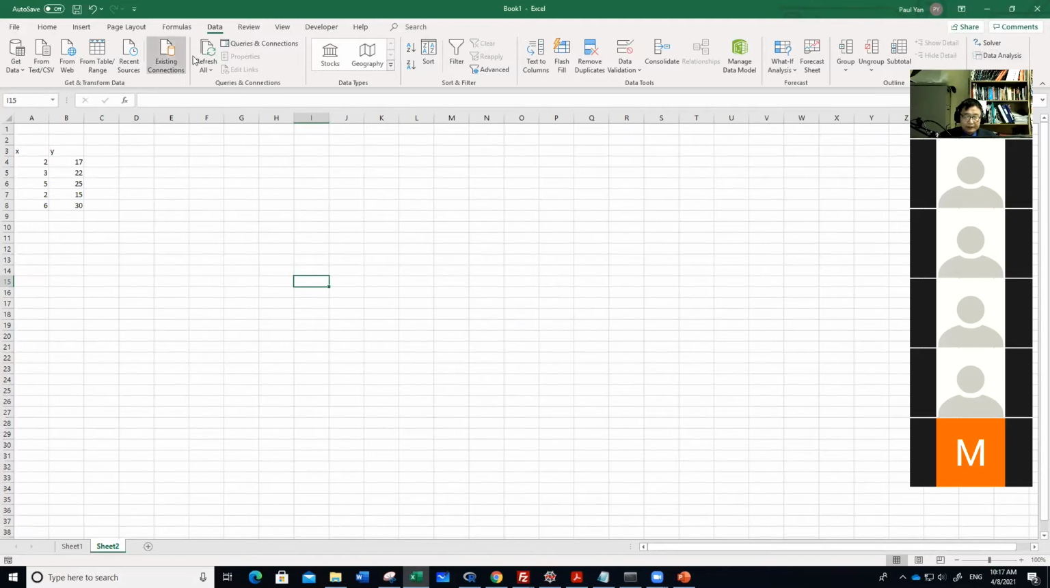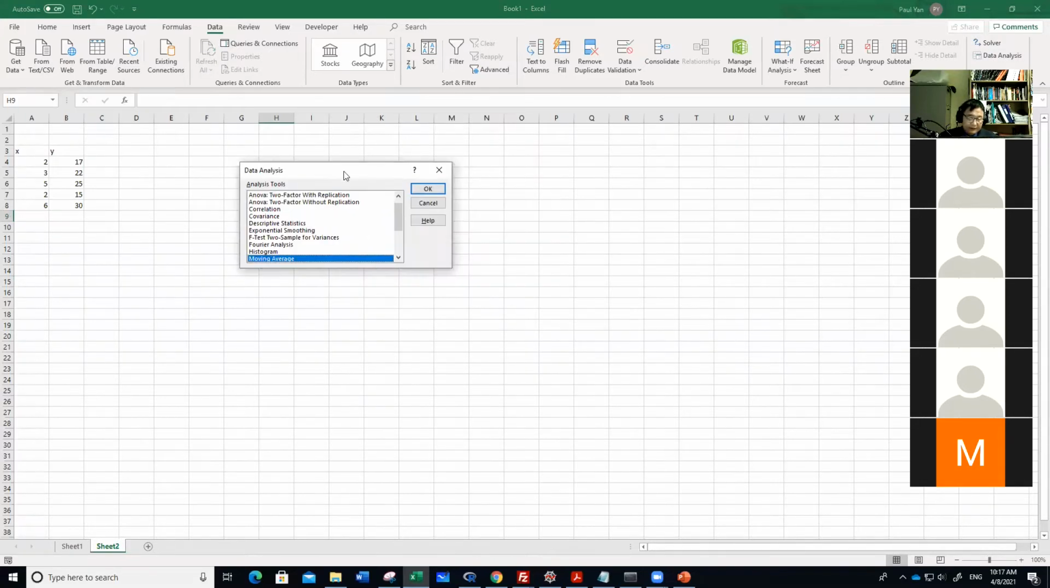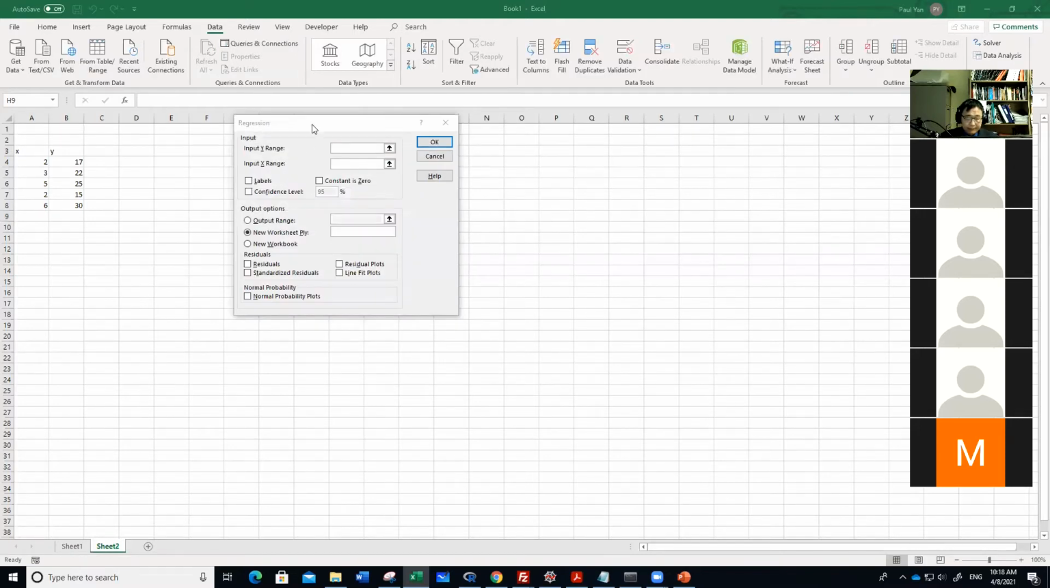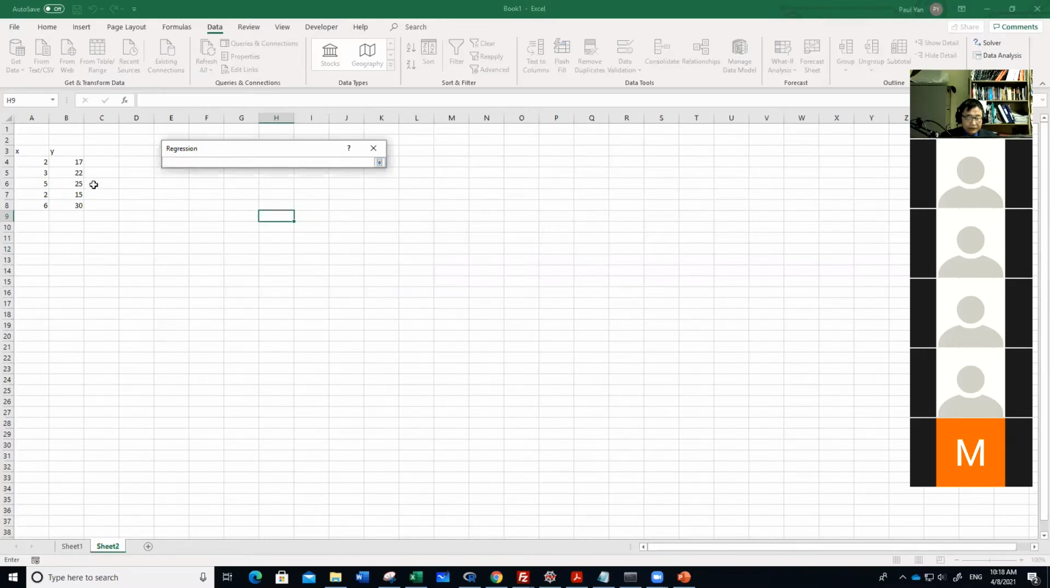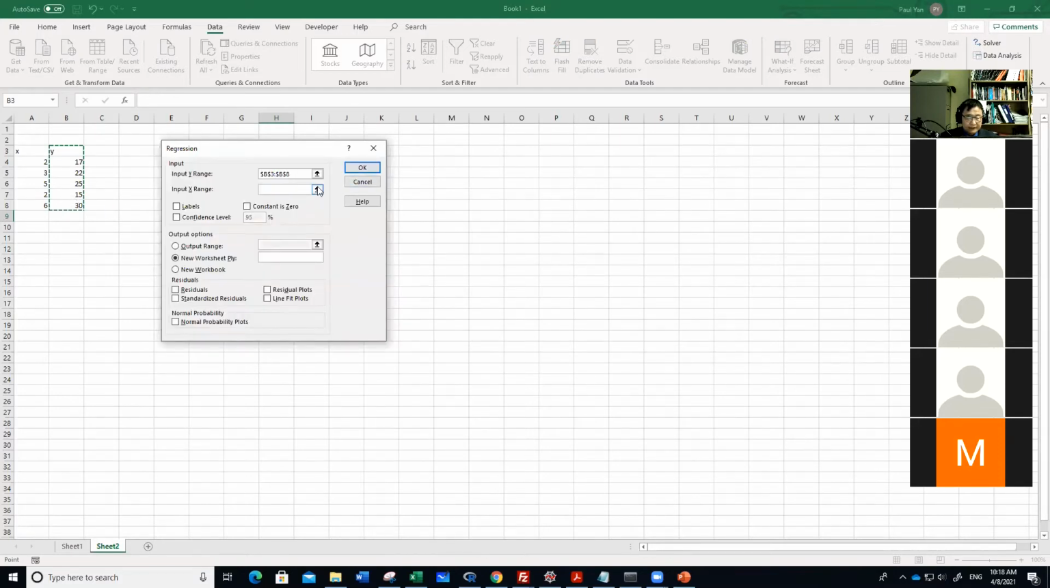So the first step, we generate two columns, X and Y. And then I click Data and Data Analysis on the top right. Going down here, there is the so-called Regression. Click Data, Data Analysis, Regression, and just click OK. So input Y, input X. We have two columns. So click here, and the first one is Y. Then we click input X range.